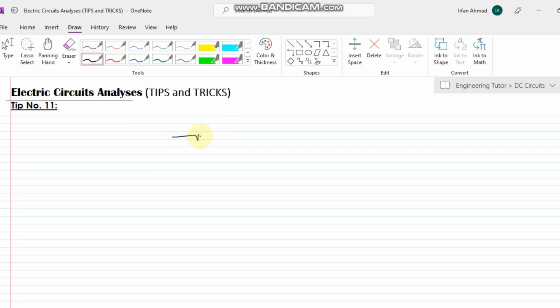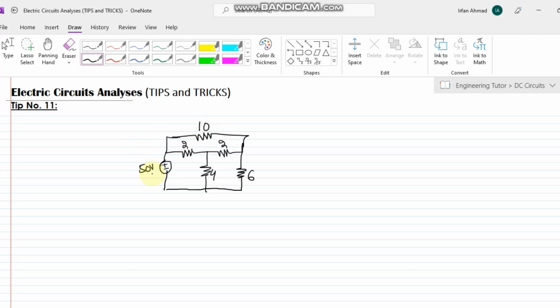Let me draw the same circuit here. These are the resistors in the circuit, and that is the voltage source. Let me make it 50 volts. This is 2 ohm, this is 4 ohm, this is 6 ohm, again this is 2 ohm, and this is 10 ohm.